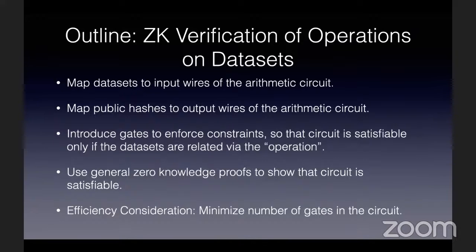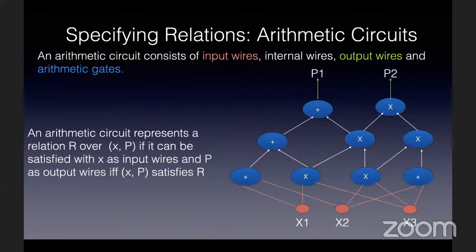So once we have designed the circuit, we just use a general zero knowledge proof framework to show that the circuit is satisfiable. There are now general tools available. Once you give them the circuit description and the assignment of the input wires, they will generate the zero knowledge proof. Okay, so what is the key design constraint? When we are designing these constraints, the goal is to minimize the number of gates in the circuit. So you want to keep the number of gates needed to capture a relation to an absolute minimum.